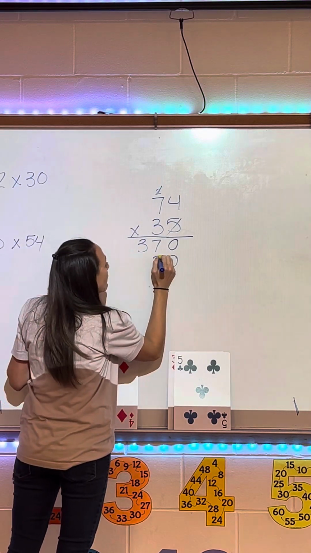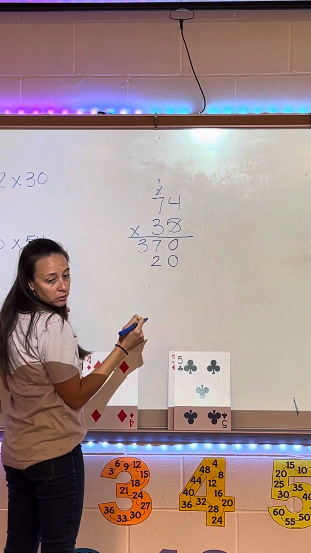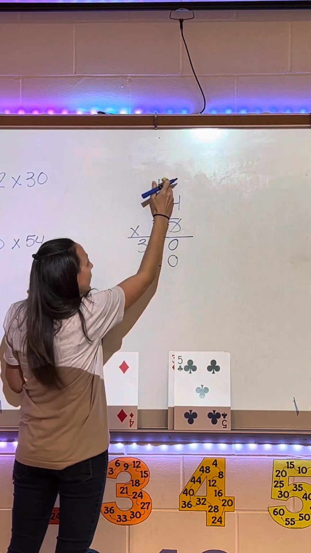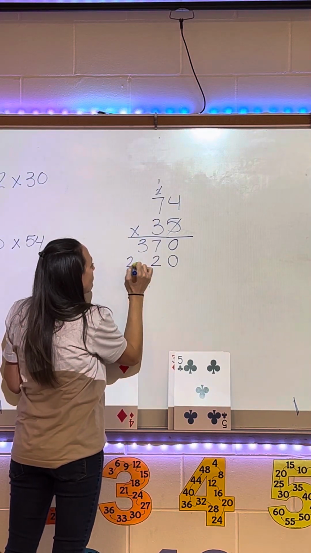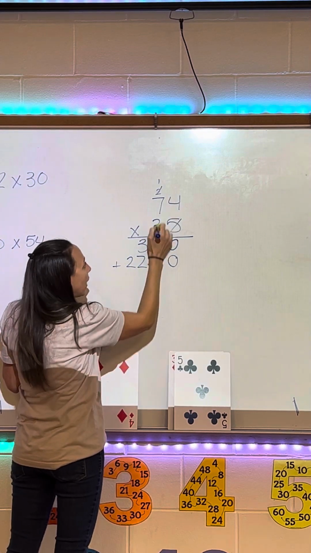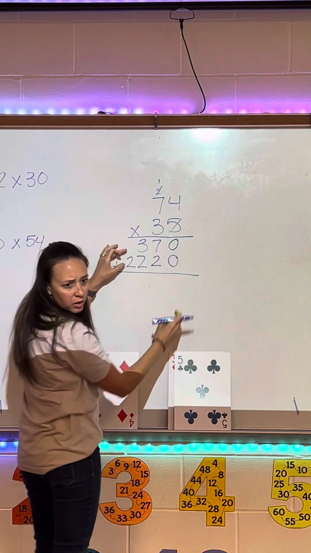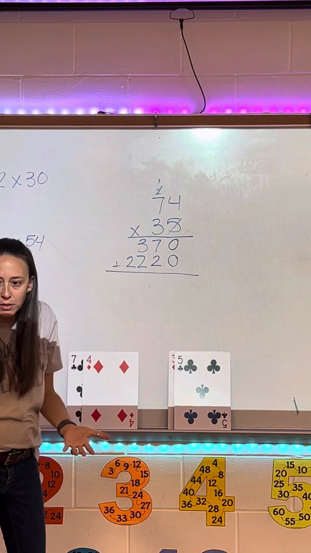So what is 3 times 4? 12. Dropping your 2. Carry your 1. What's 3 times 7? 21. 21 plus 1, 22. All right, now I'm done multiplying every single place value. What are these called? Partial products.